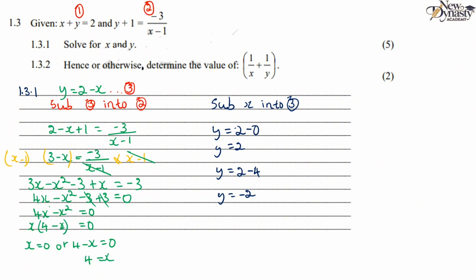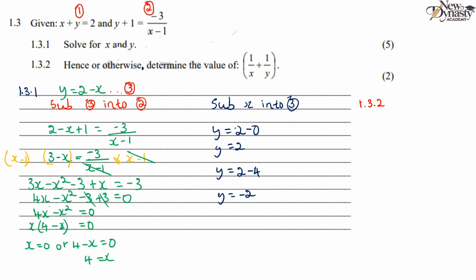Then answering the next question, question 1.3.2. Let's do it here along the side. Let's use a different color. 1.3.2. It says hence or otherwise determine the value of that given expression there, 1 over x plus 1 over y. Now in this case, you need to check if you're going to work with numbers that are valid, meaning that remember that you cannot divide by 0. So check where the x and y are equal to 0, so that you don't use those values.